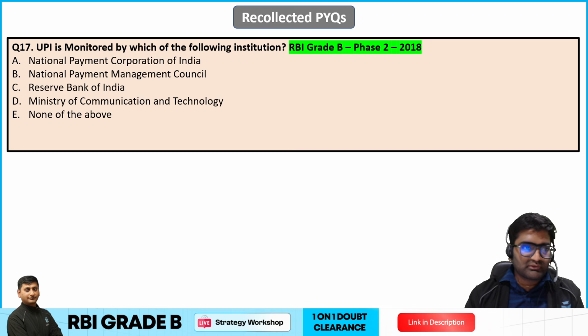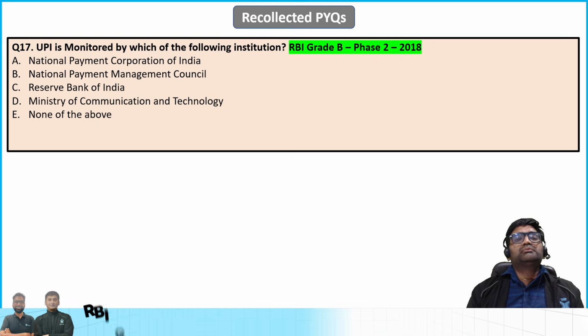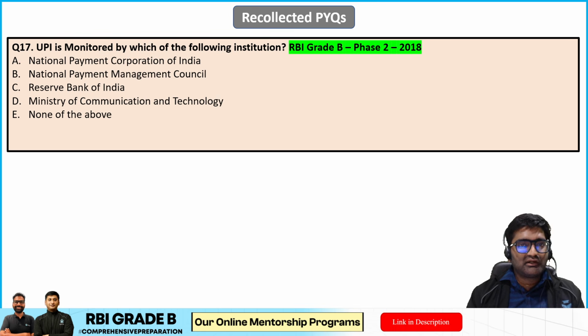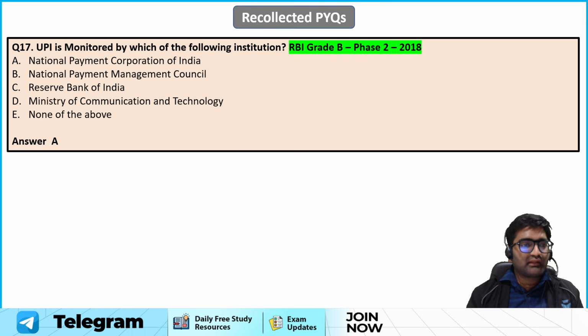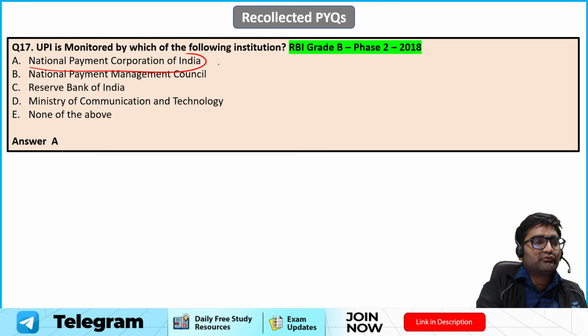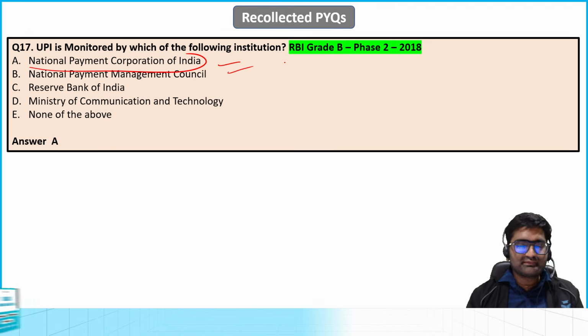So now coming to this question: UPI is monitored by which of the following institutions? Tell me the answer. This is a 2018 RBI Grade B Phase 2 question. Tell me what will be the answer. Pause the video and try to answer. Yes, if you have answered National Payments Corporation of India, NPCI, that is absolutely the right answer, isn't it?